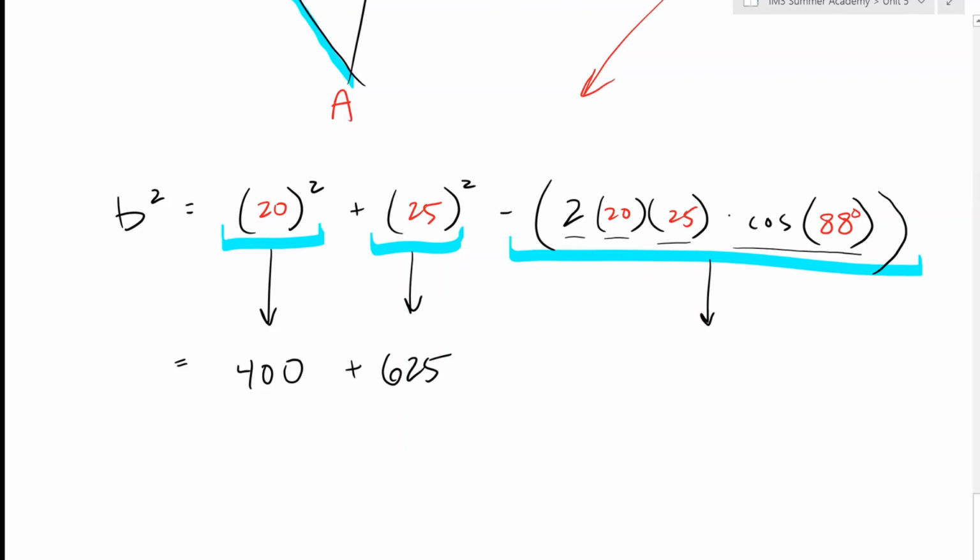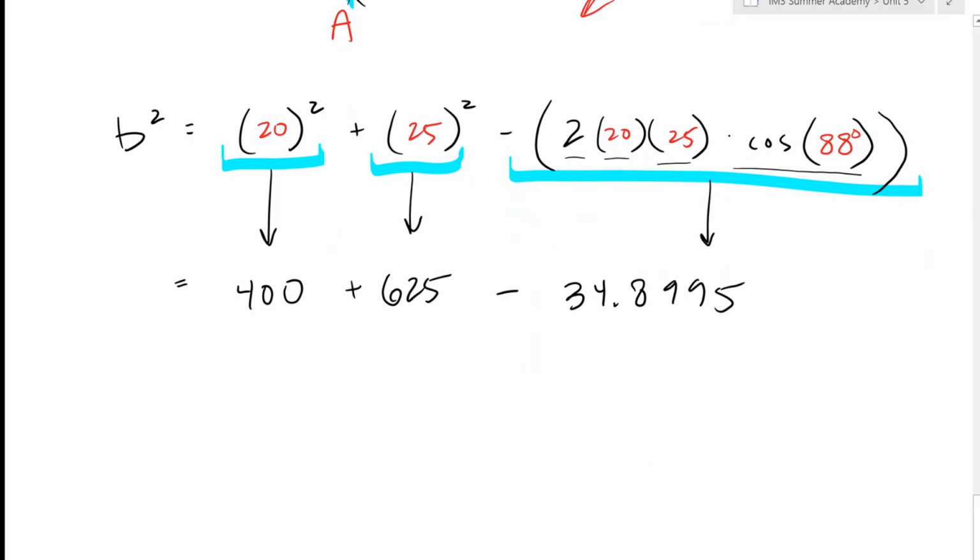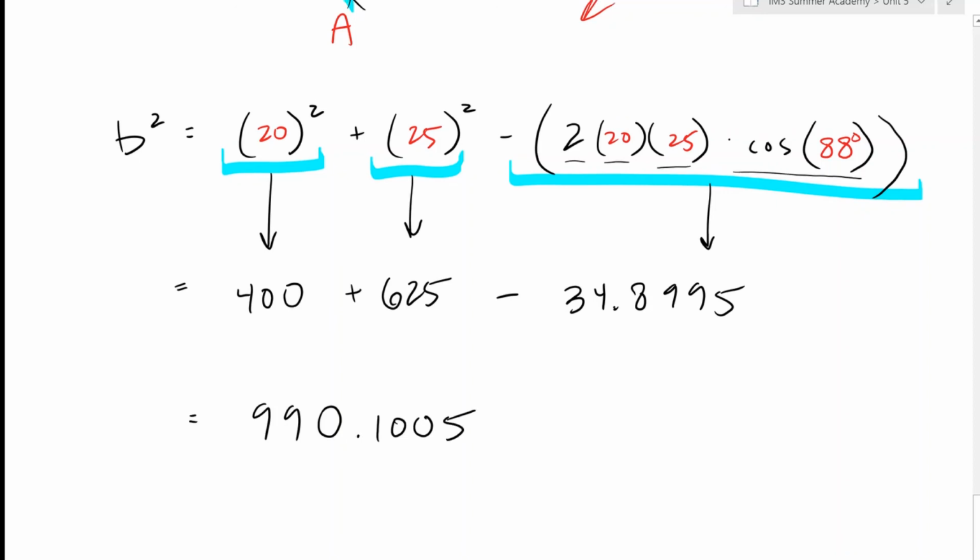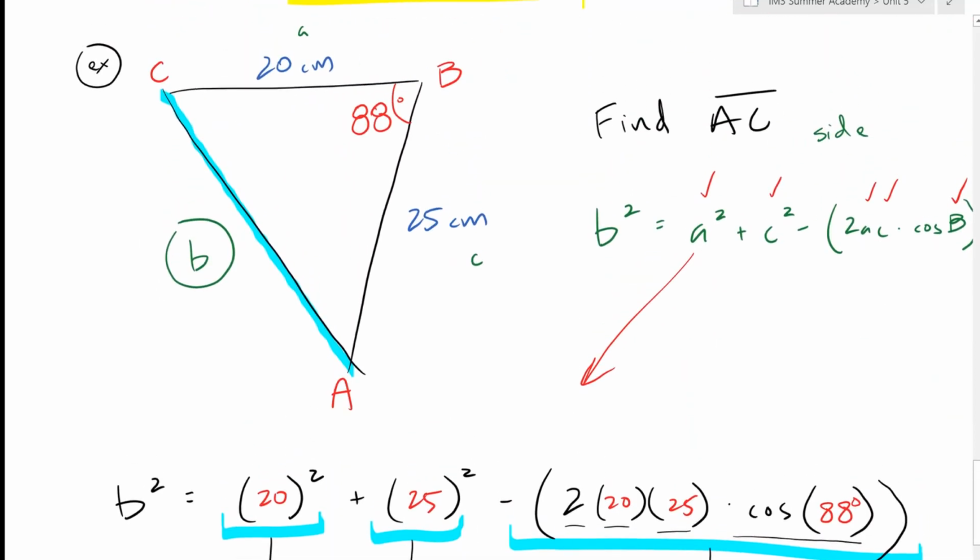I come out to 34.8995. But we still have this minus sign here, so I'll put it right there. All right, combining all of that together, 400 plus 625 minus the 34.8995 comes out to 990.1005. Now, if you think about that answer, 990, that doesn't make sense.